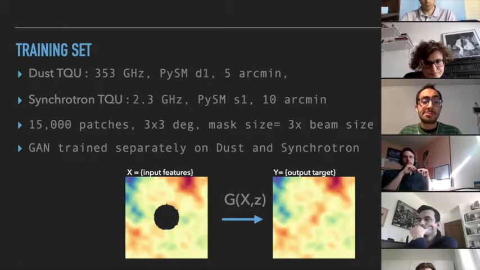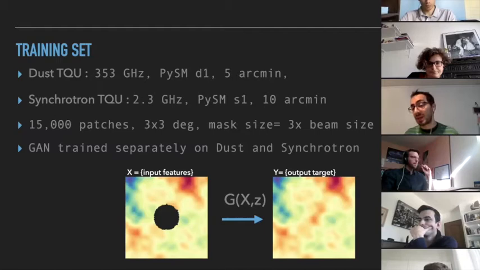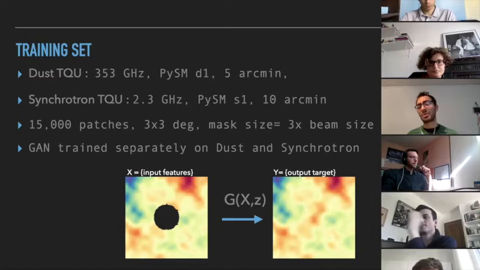And again, they have been trained separately on dust and synchrotron, and we deliver the training weights separately for dust and synchrotron, so that if you want to use it for dust, you can use just Inpainting for dust and not for synchrotron. The features are kind of different, so it's better to disentangle them.